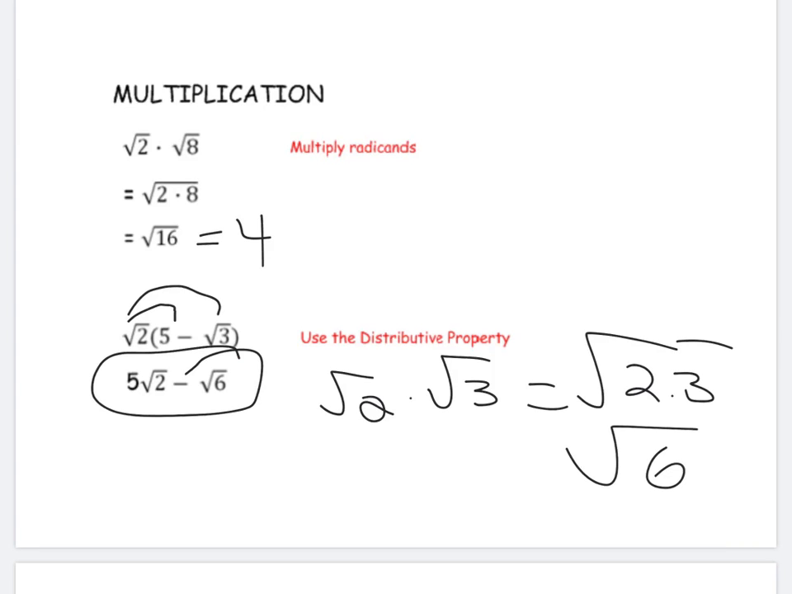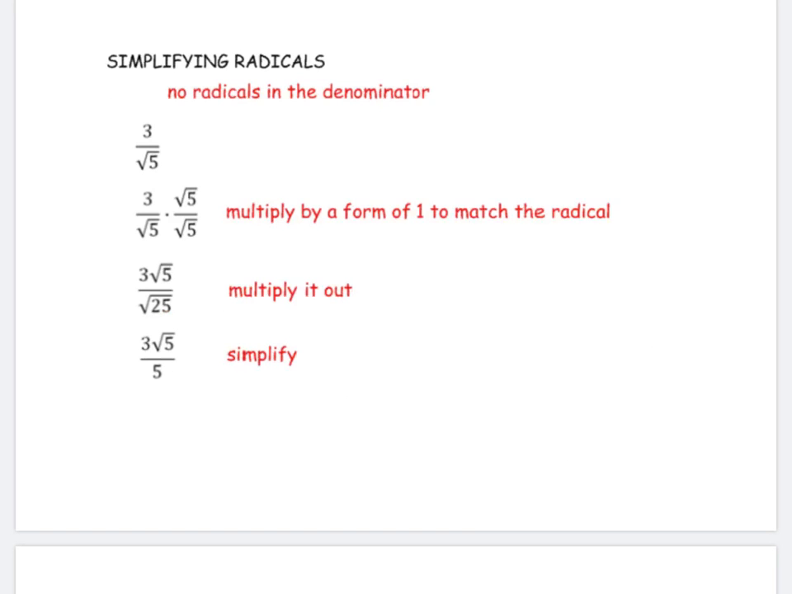This cannot be simplified because the radicands, the numbers underneath the square root symbols, are not the same. So they're not like terms, so I can't combine my coefficients.